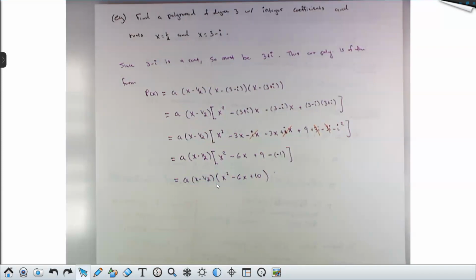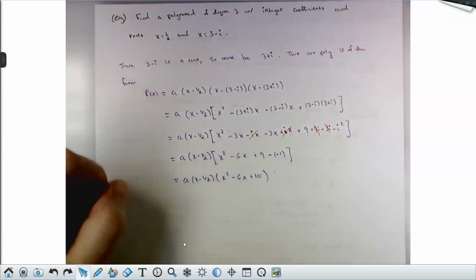So the question is, what could I use for A to make this whole thing have integer coefficients? What would I like to multiply this factor by in order to get rid of that fraction 1/2? 2. Very good.